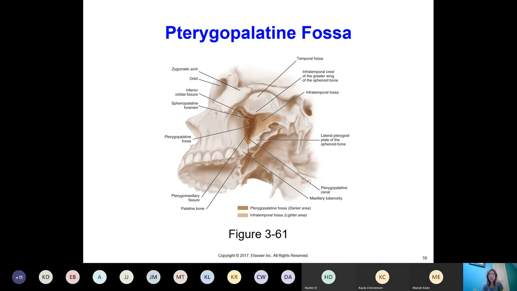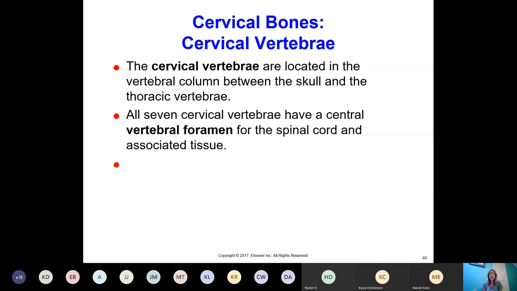On slide 60, the cervical vertebrae. So we're going to talk just a little bit about them. We only learned a couple of them, but the cervical vertebrae are located in the vertebral column between the skull and the thoracic vertebra. All seven cervical vertebrae have a central vertebral foramen for the spinal cord. So the vertebrae are kind of shaped like this, and they have an opening, a foramen, or a hole that runs down through all of them. So it's like they were stacked rings with a hole down the center, and that's where the spinal cord comes through.